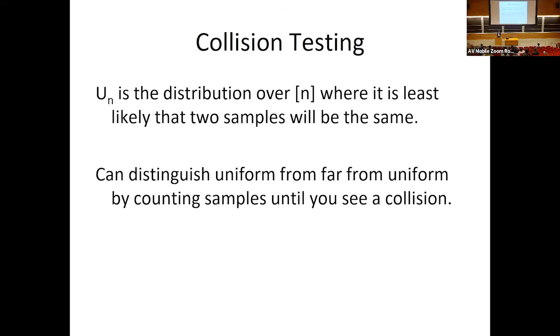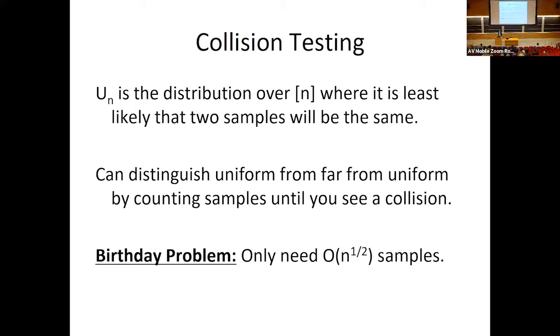And so the basic thing that you can do for uniformity testing is testing based on looking for collisions. So the uniform distribution is the single distribution where it is least likely that two IID samples will be the same. And it turns out that you can distinguish the uniform distribution from other distributions that are far from uniform by just seeing how many samples I need to take from the distribution before I find my first collision. And how many samples is that? Well, the birthday problem says you need about square root n samples before you see a collision. And it turns out you can get testers that use this sample complexity.